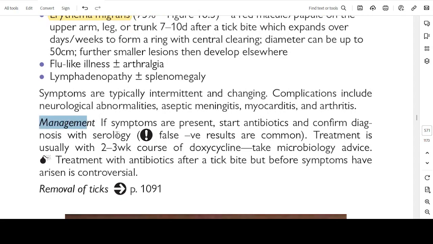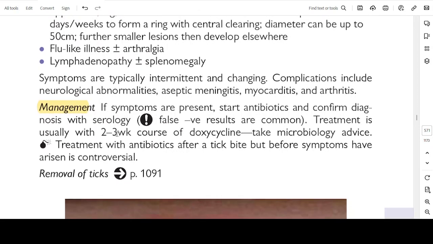Management. If symptoms are present, start antibiotics and confirm the diagnosis with serology. False negative results are common. Treatment is usually with a 2 to 3 week course of doxycycline. So, in Lyme disease, the course of doxycycline is 2 to 3 weeks.